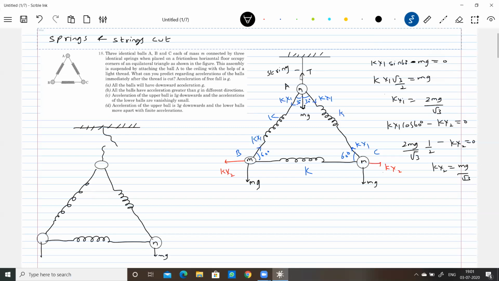As usual, weight mg. This is block B. This is C. This is A.